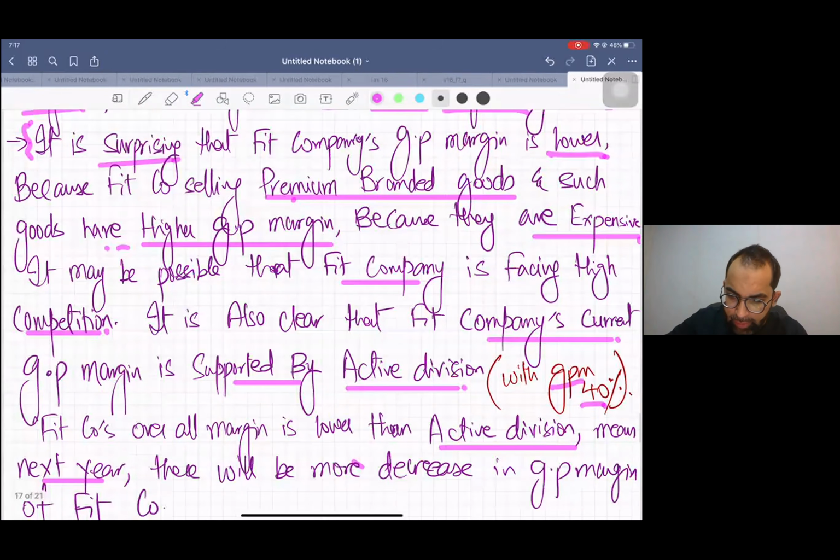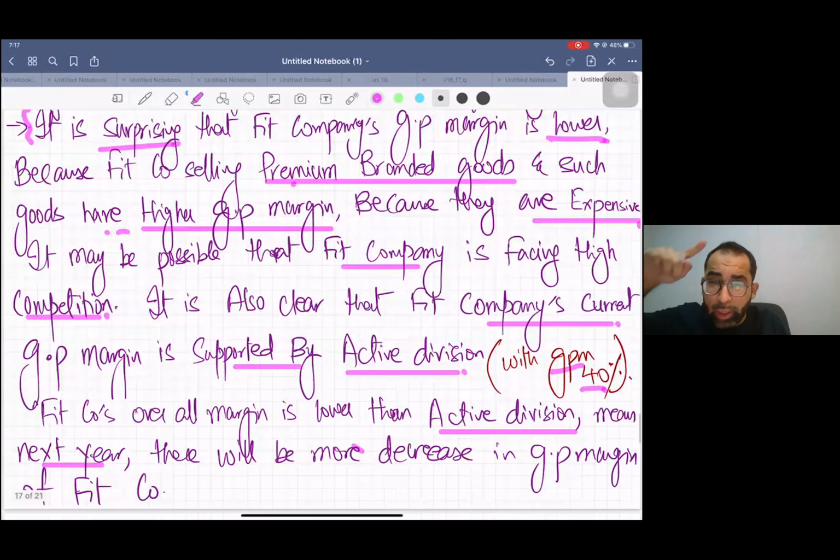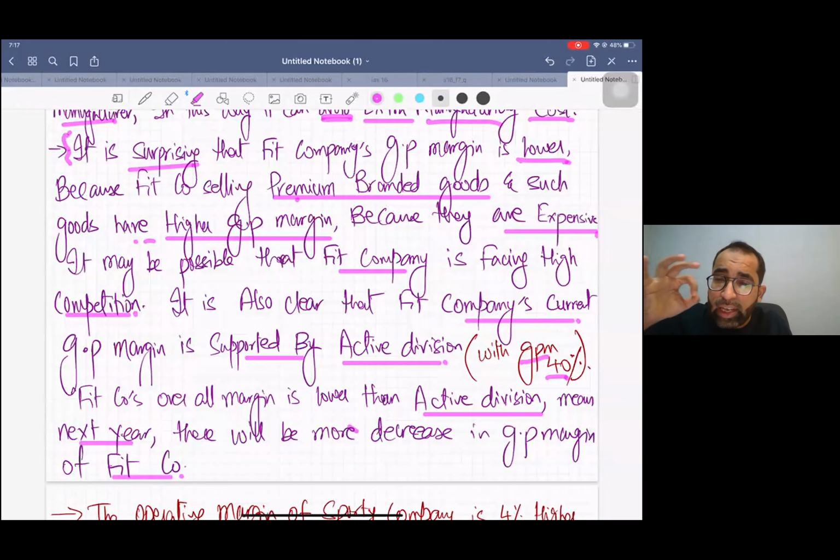One thing I have not written here but have already told you orally is the cost structure, which is also a slight point you can write. They do their manufacturing on their own, so it may be possible that their manufacturing cost is higher. Read it.